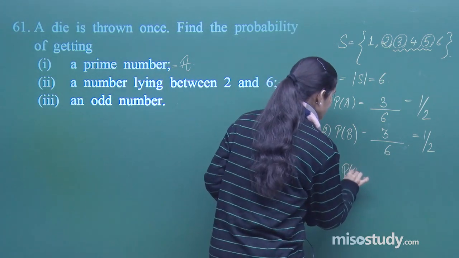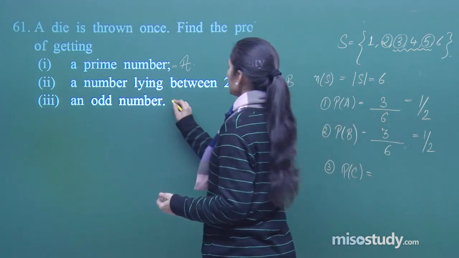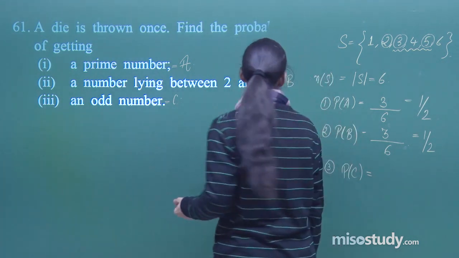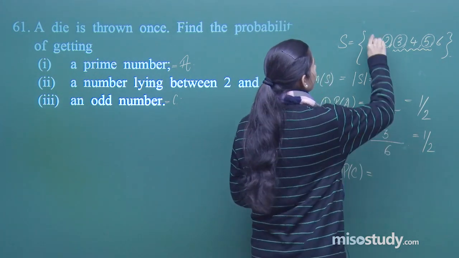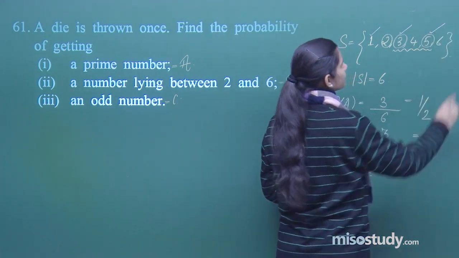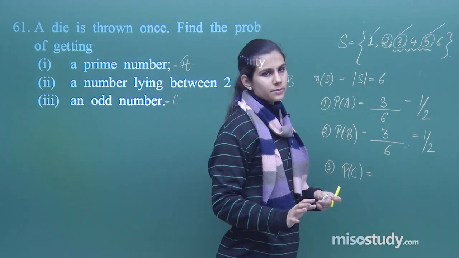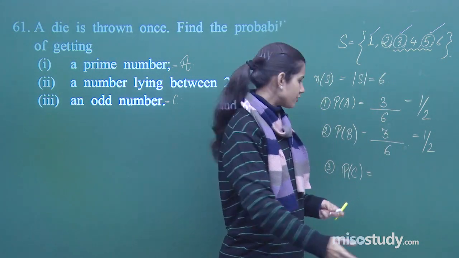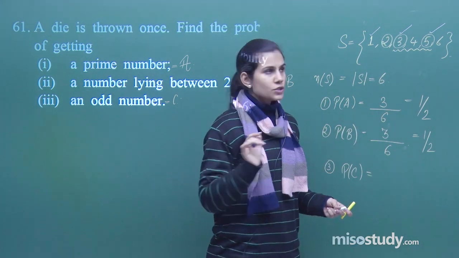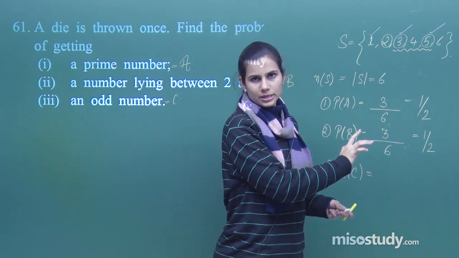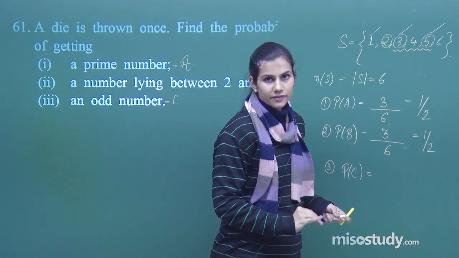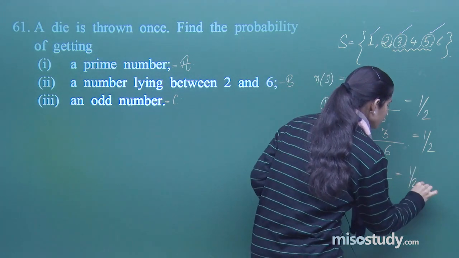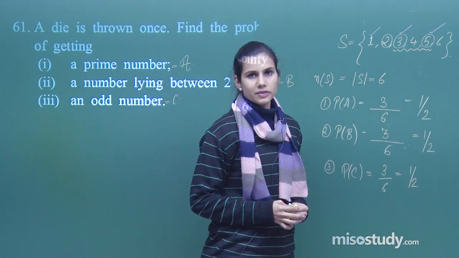Then what is the probability of the occurrence of the third event? I am asking, what is the probability of getting an odd number? So you can clearly see the odd numbers are 1, 3 and 5. So out of these 6 possible outcomes, if these 3 outcomes pop up in any trial, then in that trial event C will occur. So out of the 6 possible outcomes, 3 are favoring the occurrence of event C, and therefore again 3 by 6, that is 1 by 2, is the probability of occurrence of event C.